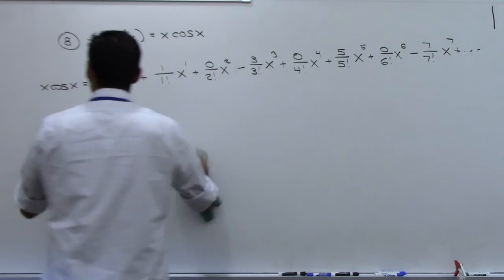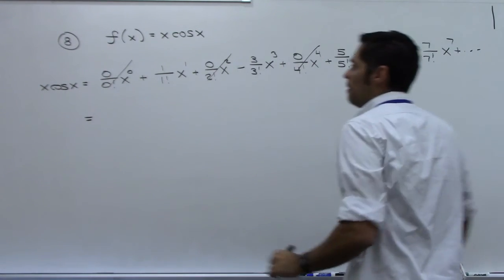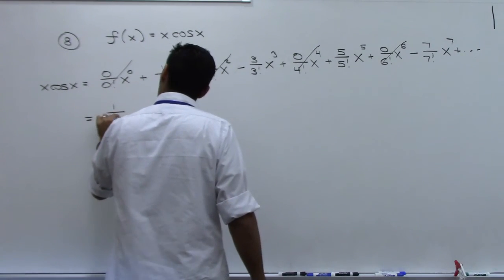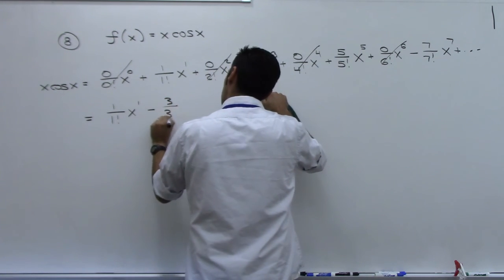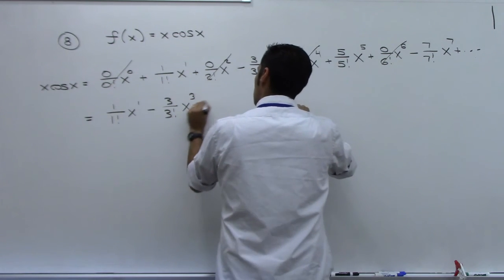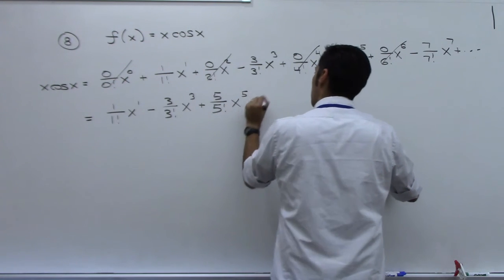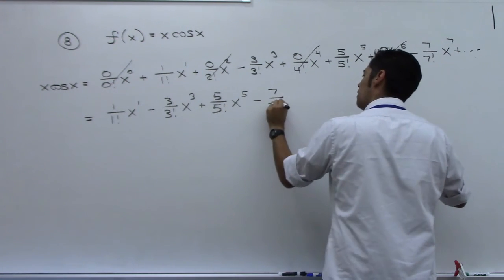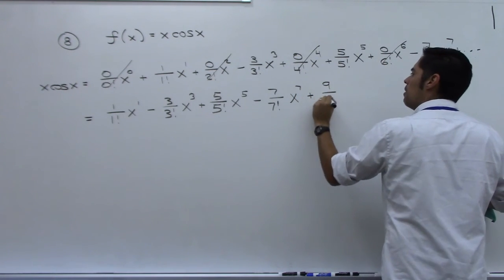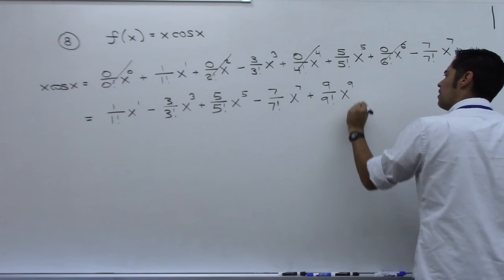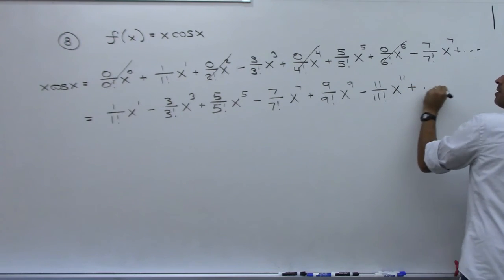Now let me rewrite this with all the zeros gone. So this is gone, this is gone, this is gone, this is gone. So we have 1 over 1 factorial x to the first minus 3 over 3 factorial x to the third plus 5 over 5 factorial x to the fifth minus 7 over 7 factorial x to the seventh. What would the next one be? 9 over 9 factorial x to the ninth. Next one, minus 11 over 11 factorial x to the 11th plus.